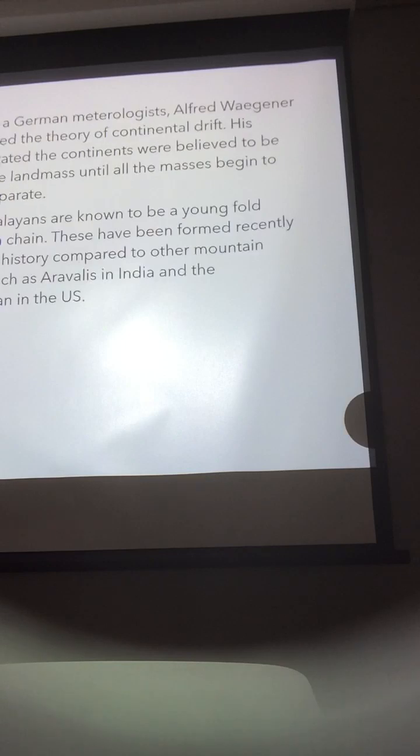Okay, so the formation of the Himalayan mountains. In 1912, a German meteorologist, Alfred Wegener, developed a theory of continental drift. His theory stated the continents were believed to be one huge landmass until they began to separate. The Himalayas are known to be a young fold mountain chain. These have been formed recently in Earth's history compared to other mountain ranges such as the Appalachians in the U.S.